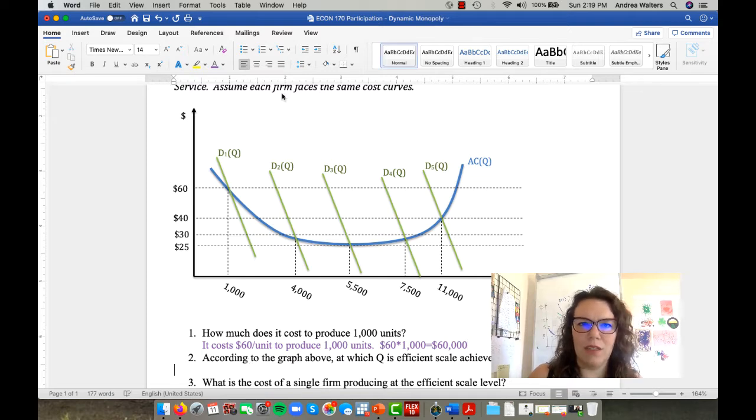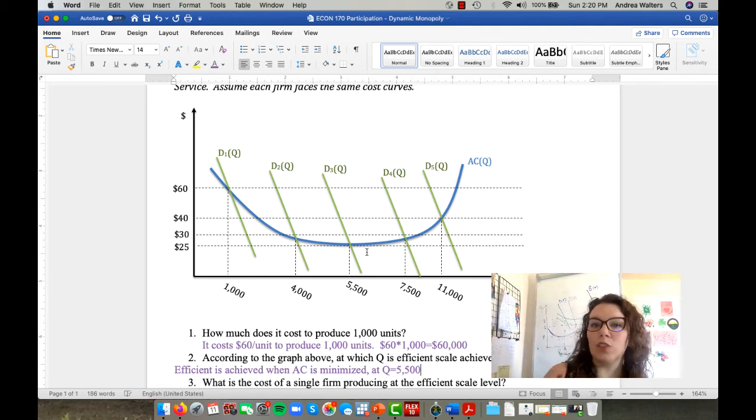According to the graph above, efficient scale is achieved when average cost is minimized at Q equal to 5,500. We do have a little bit of a flat-bottomed average cost curve here, so we can imagine there might be a slightly wider scope. It's not just that quantity. Anything generally within that range is okay. If you have a slightly different answer, it's not the end of the world.